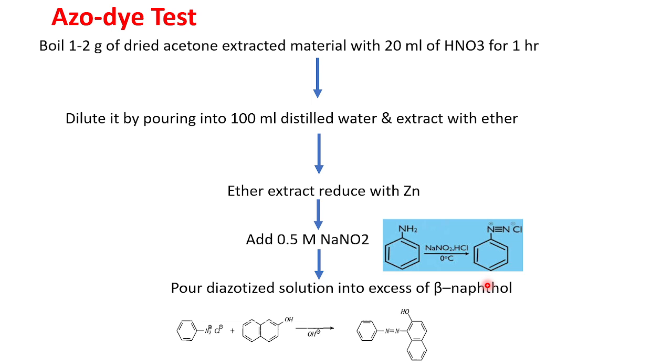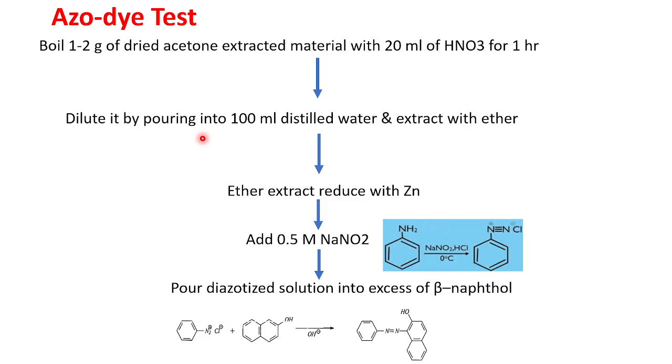Maybe you have read it during your class or during your grade level. First you should boil 1 to 2 gram of dried acetone extracted material with 20 ml of HNO3 for 1 hour. That is done for the incorporation of the NO2 group. So this is the nitration part. First you have to do nitration of your material. If there is a phenyl group, the nitration will take place.